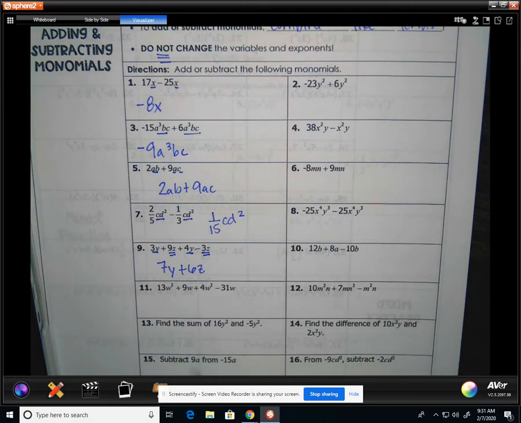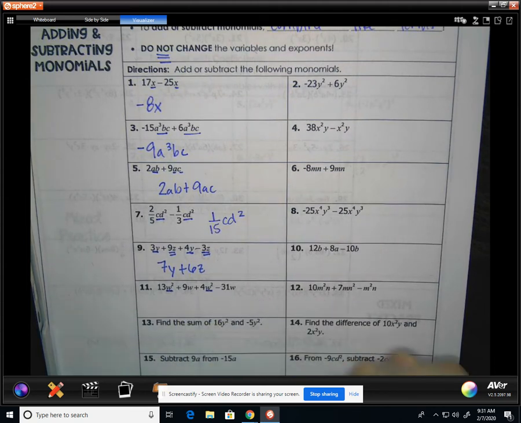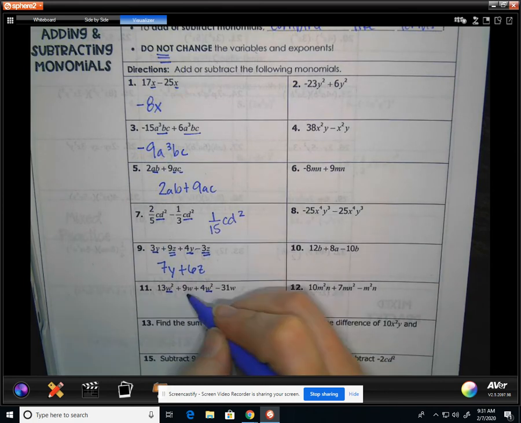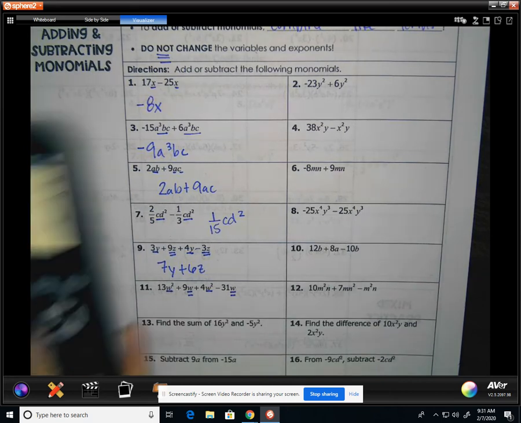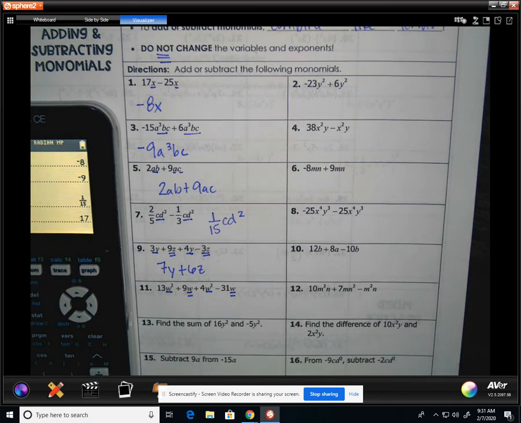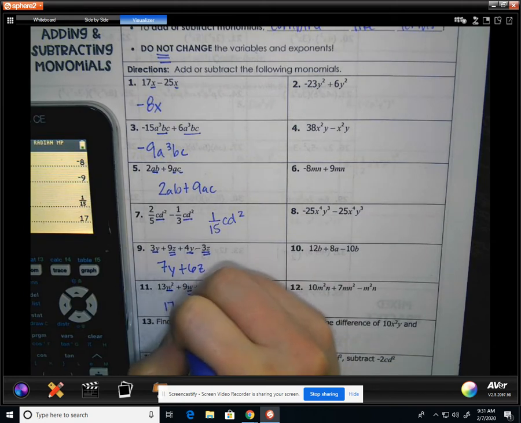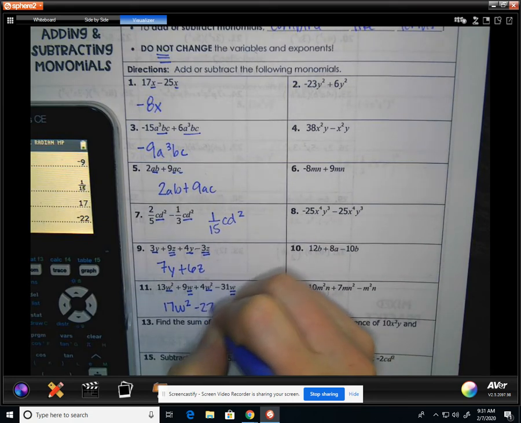For number 11, 13w squared plus 9w plus 4w squared minus 31w. Okay, so they're all w's, but this has a squared, and this has a squared, so these two pieces go together. This is just a w, and this is just a w. Okay, so now you would do 13 plus 4, which gives you 17, and you keep w squared. And then you do 9 minus 31, which gives you negative 22, and you keep w.